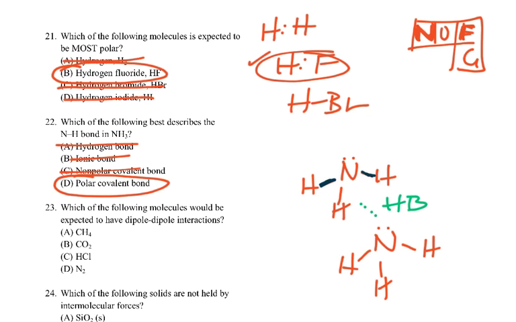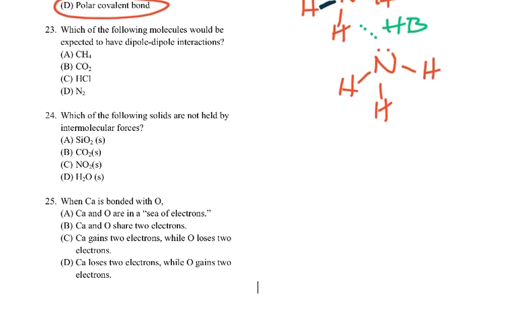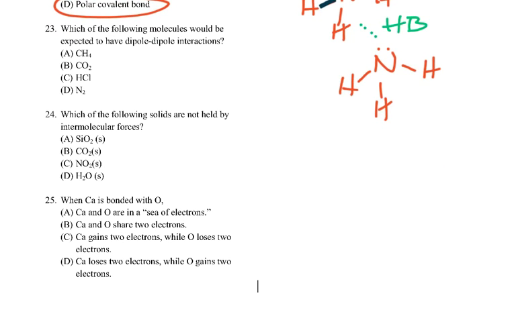23. Which of the following molecules would be expected to have dipole-dipole interactions? Okay, so you really have to kind of think about these molecules. So let's draw them. CH4. Okay, that's kind of sloppy. Try again. Okay, CH4 like that. Well, C and H, that's a nonpolar bond, because they're both weak nonmetals, so it's not going to be CH4. That's going to be there.